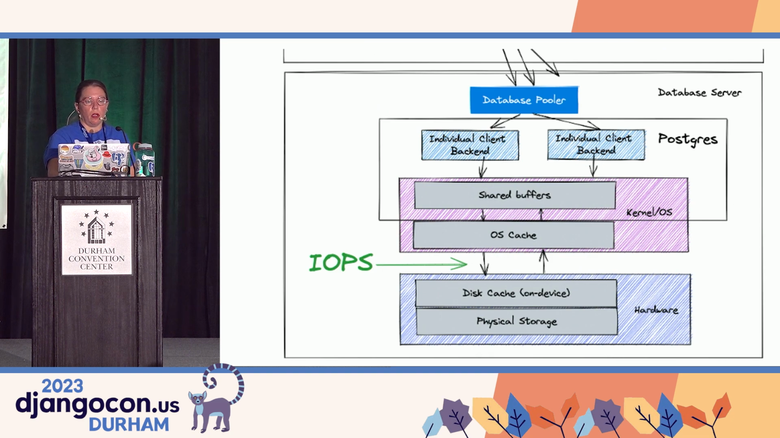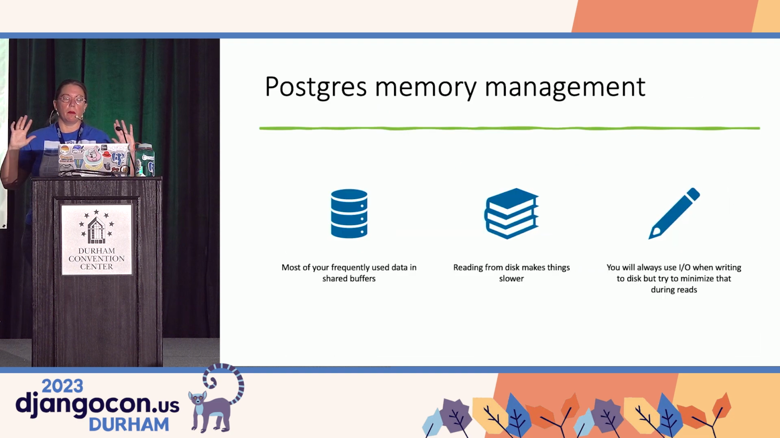So when you are setting up your database memory for performance, you want to maximize what's in shared buffers, right? You want the data that your application is querying to be in that buffer cache so that when your application asks for it, it's right there. And you want to know that the more IOPS that you use and the more stuff that you read from disk, the slower your database is going to be and the slower your query is going to be for your users.